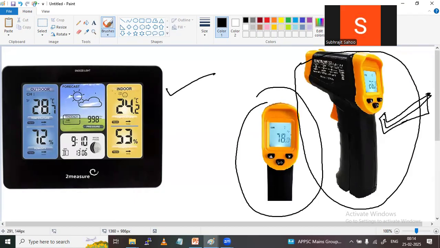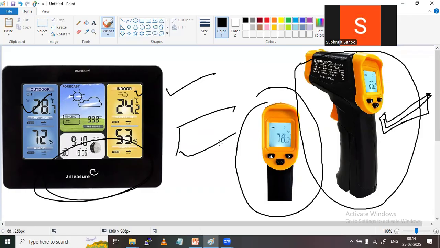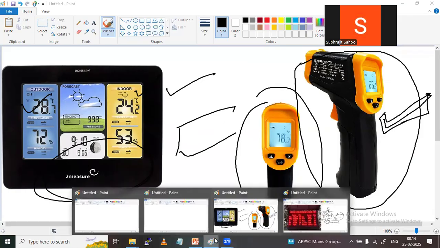So these are the several areas. Here I have also given some pictures: indoor temperature measurement, outdoor temperature measurement, humidity, and so on. A lot of devices are there. Slowly we will study them one by one. This is for your idea of why temperature measurement is necessary.